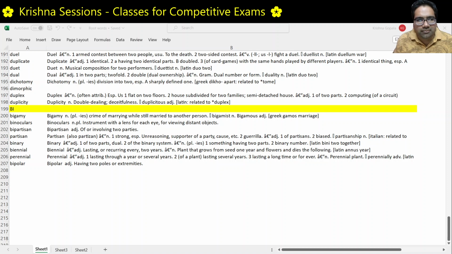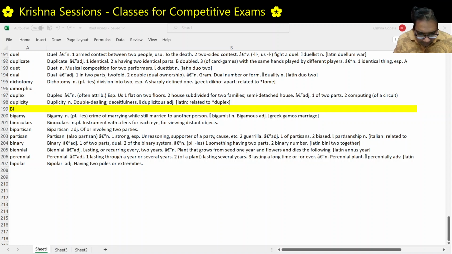Perennial. Perennial means continuous, continuing for a very long time. Basically, happening again and again, living for years and years. That is perennial, continuous. Perennial problem of water shortage. Perennial favorite, etc. Perennial is again and again, year after year. Here also it is the same root, annus. Annual means every year.